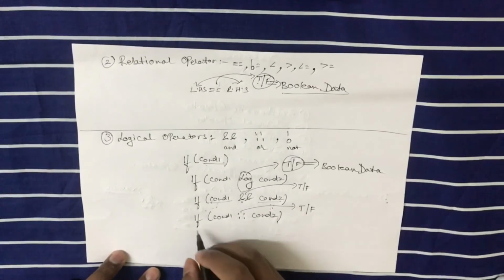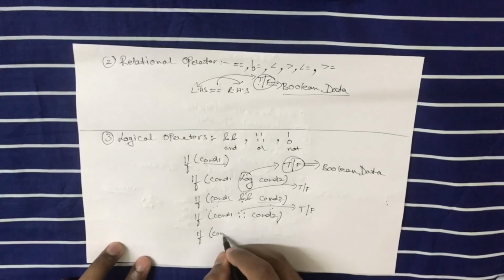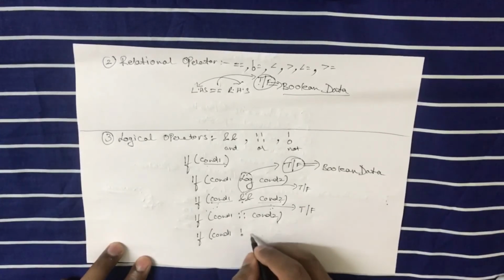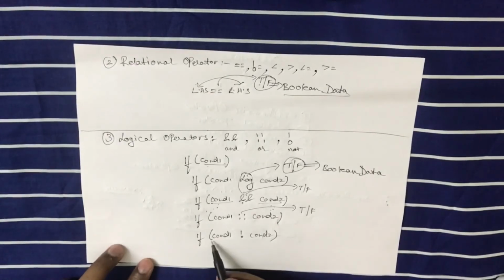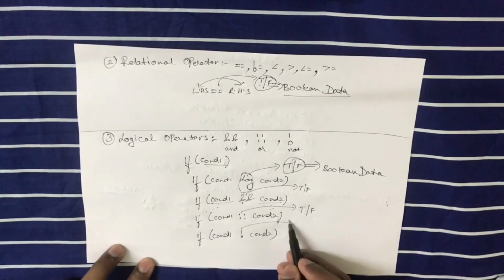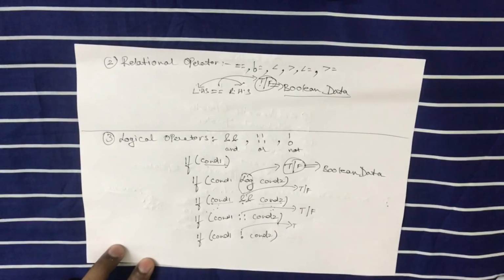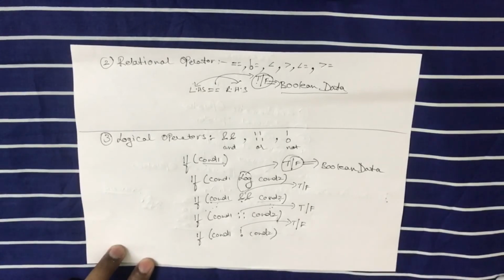Now the last operator, the NOT operator. In this, condition 1, not condition 2. In this, if my first condition is satisfied as true, then the other condition should be false, then only this would return true, or else it would return false. So this was all about logical operators.